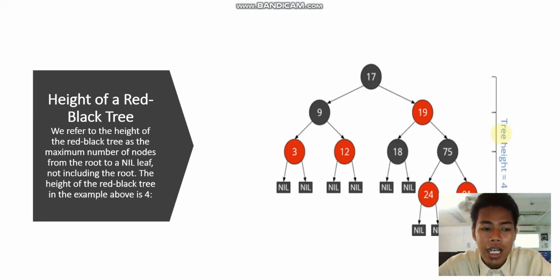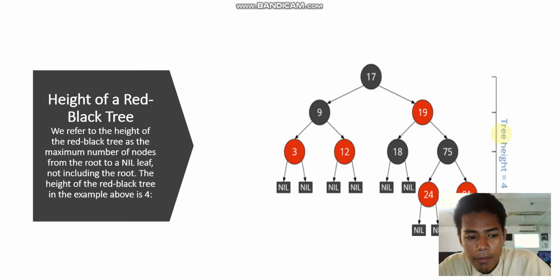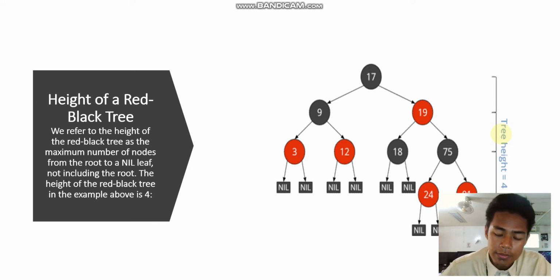Height of red black trees. We refer to the height of the red black tree as the maximum number of nodes from the root to a NIL leaf, not including the root. The height of the red black tree in the example above is 4. That's the example, guys.